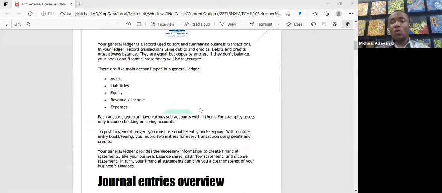Let's start. What do we understand by ledger and what do we understand by journal? In general, a ledger is a record that sorts and summarizes business transactions. A ledger is used to record transactions using debit or credit. As you all know, debit is always the account that usually receives an amount, and credit is always the side of the account that usually gives out. They are equal but opposite entries. So they are equal in terms of format, but they actually have opposite entries.